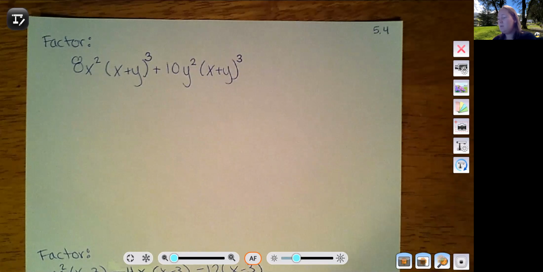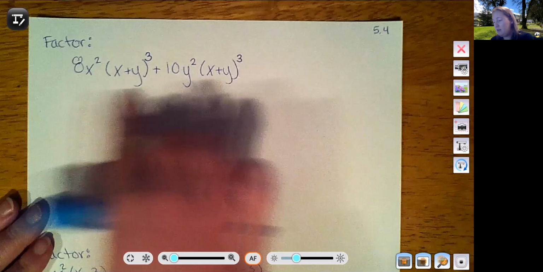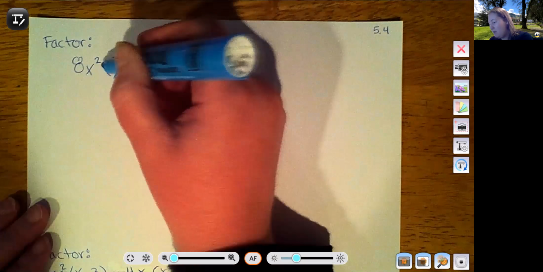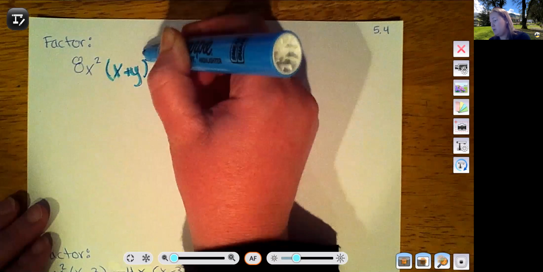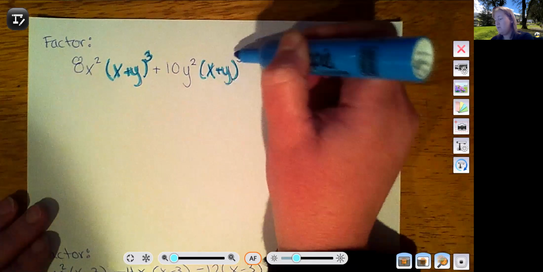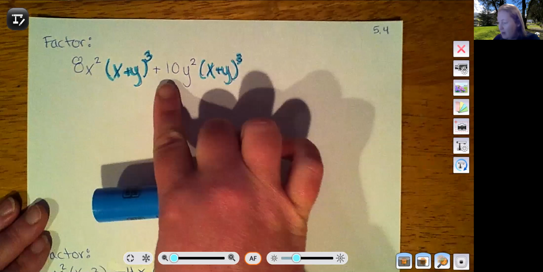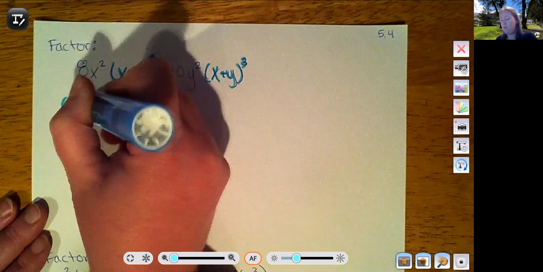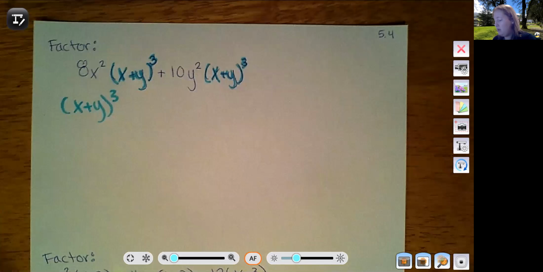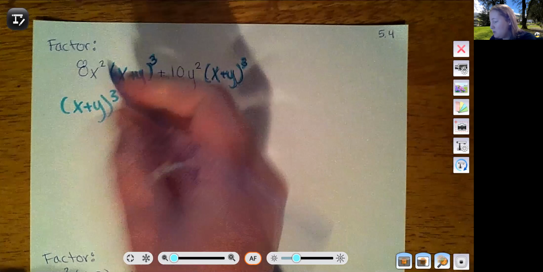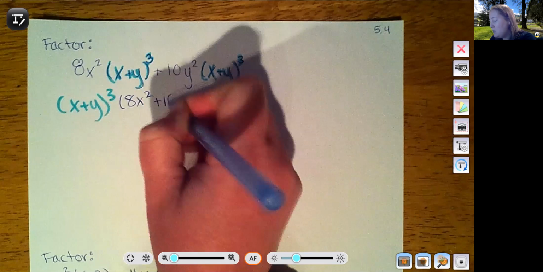All right, so to factor something where we have a GCF that is a quantity, in this case, x plus y to the third power is in both of my terms, this term and in this term. I can factor it out, so x plus y to the third, and what is left over is 8x squared plus 10y squared.